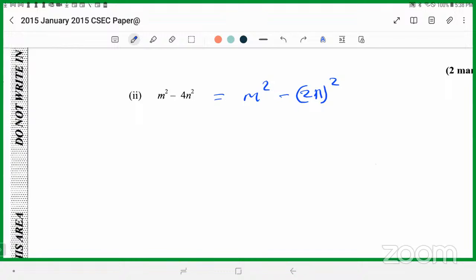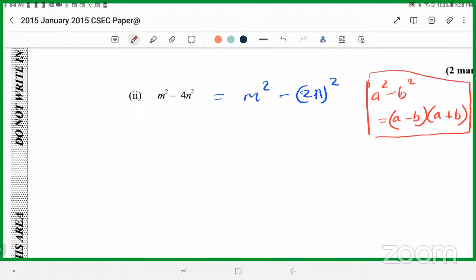Then I apply the rule for the difference of two squares. Let's write it over here. It is that a squared minus b squared is equal to a minus b times a plus b. This is the rule for the difference of two squares that we're applying. So this is like our a, this is like our b. All right, so the difference of the numbers times the sum of the numbers. So it reduces to m minus 2n times m plus 2n. That is the answer right there. m minus 2n, m plus 2n.